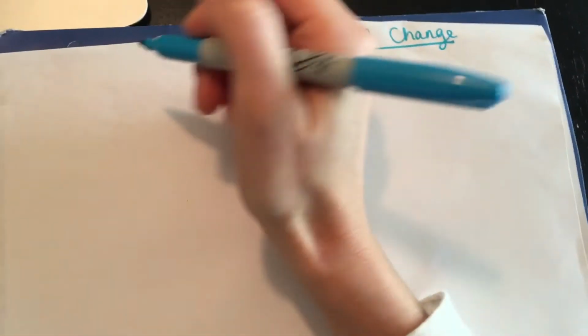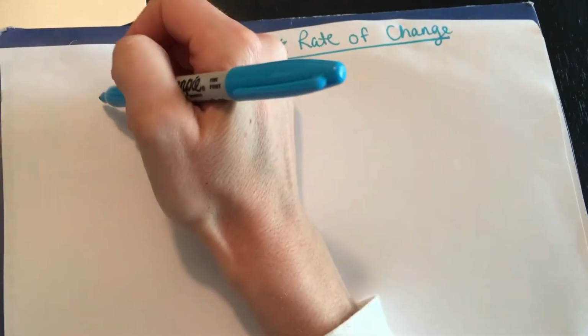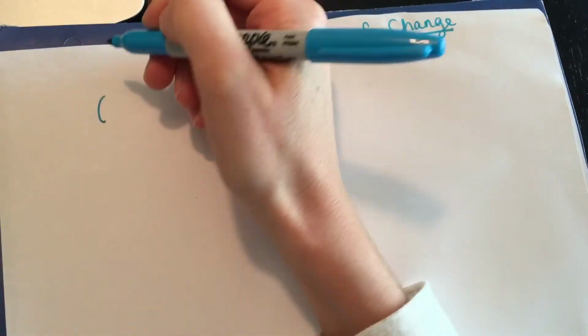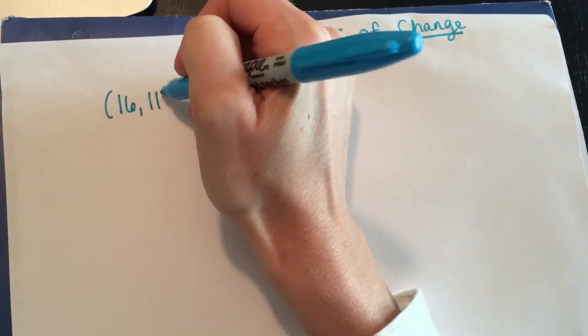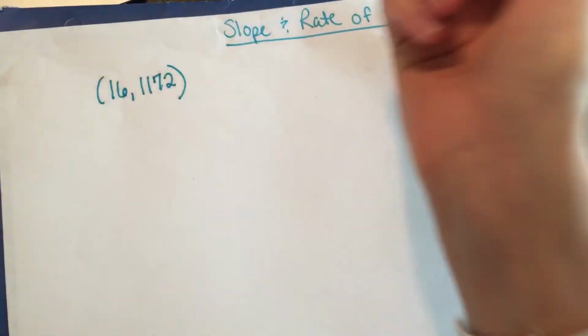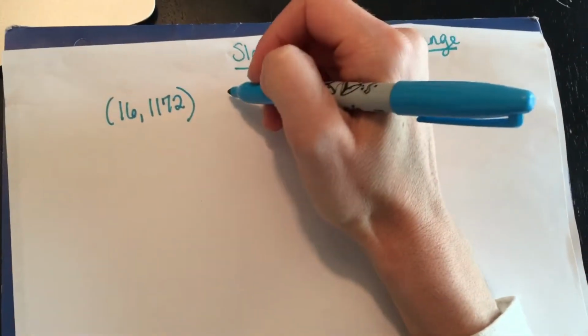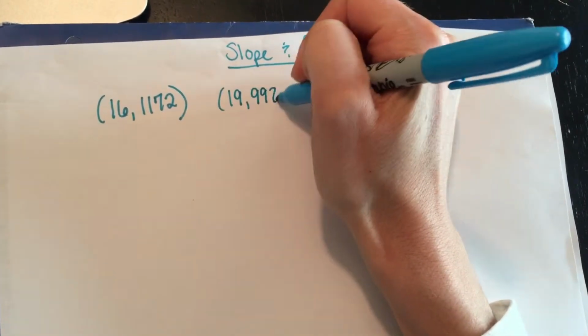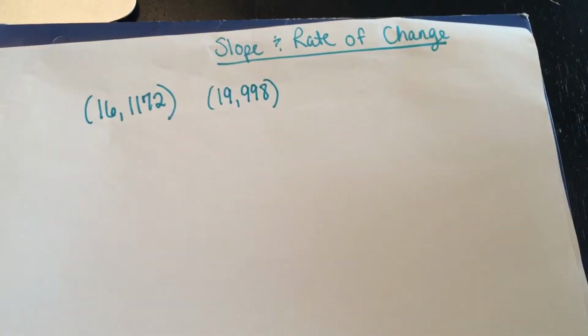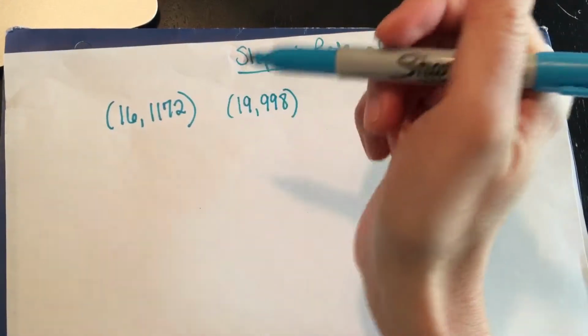So we have two coordinates here that we're dealing with, if you want to think of them this way. One is 16 seconds. He is 1,172 meters from her. And the other coordinate is at 19 seconds. He is 998 meters from her. And right away, I'm kind of envisioning, is this slope going to be positive or negative?